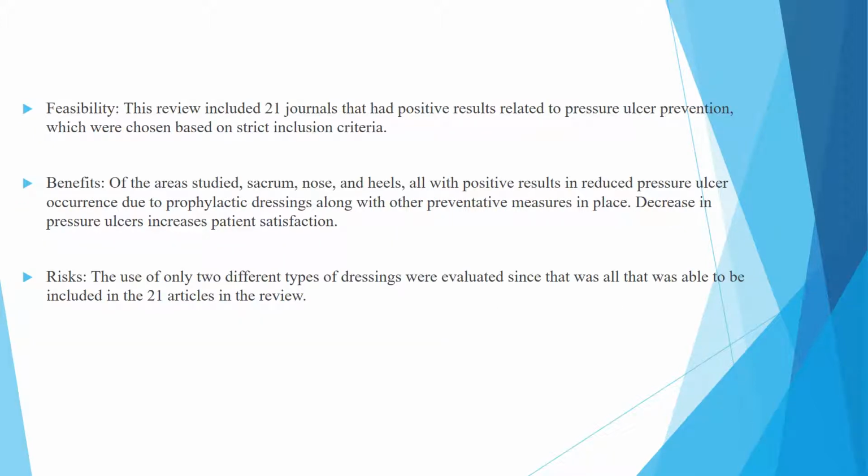This review had 21 journals, all with positive results related to pressure ulcer prevention. All of these articles were chosen based on strict inclusion criteria. The benefit of the study is they found that the sacrum, the nose, and the heels all had positive results and had a reduced pressure ulcer occurrence with the use of prophylactic dressings and other preventative measures that were in place. A decrease in pressure ulcers increases patient satisfaction. The risks here: they only used 2 different types of dressings, and those were the only 2 that met the inclusion criteria in the 21 articles.